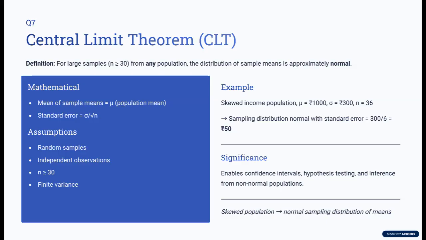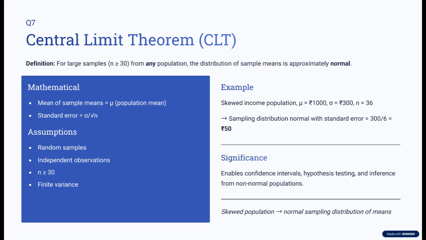Why is CLT so significant? It allows use of normal distribution for inference, even if the population is not normal. It enables estimation of population parameters from a single sample. It forms the basis for confidence intervals and hypothesis testing, the core of inferential statistics. It simplifies analysis of non-normal populations.